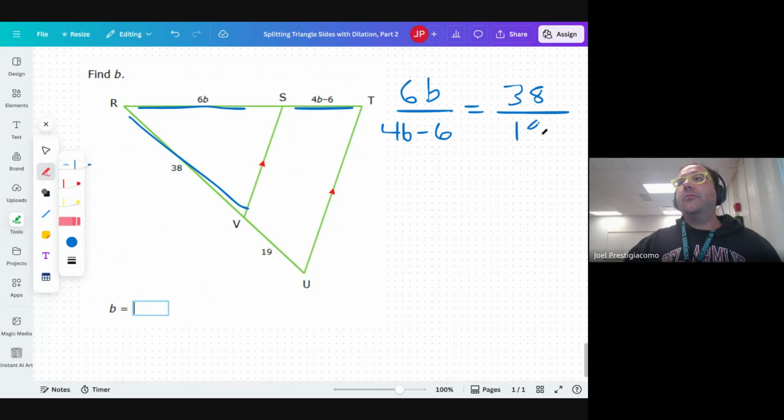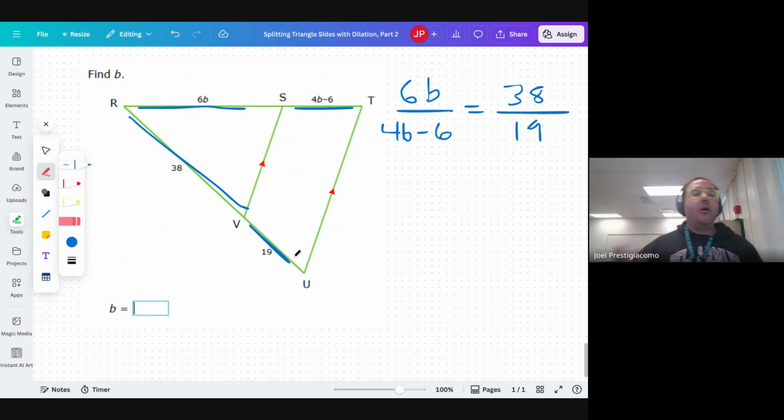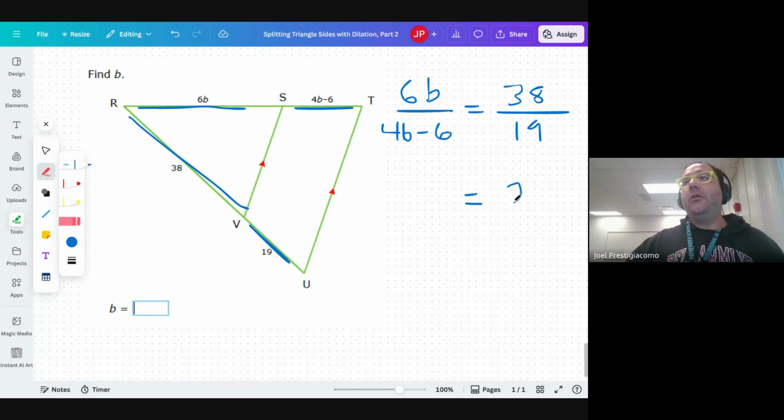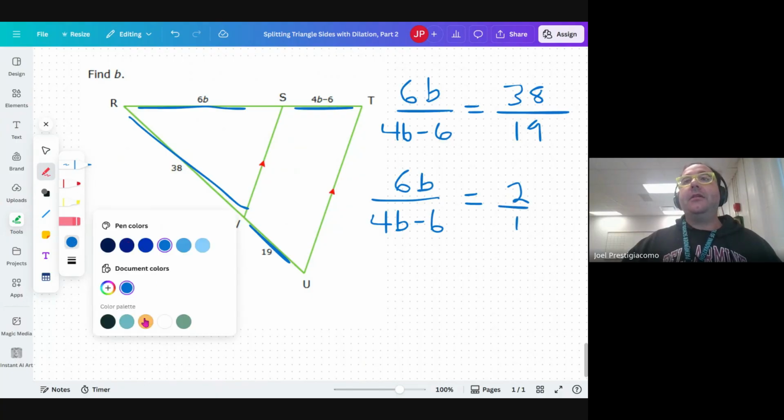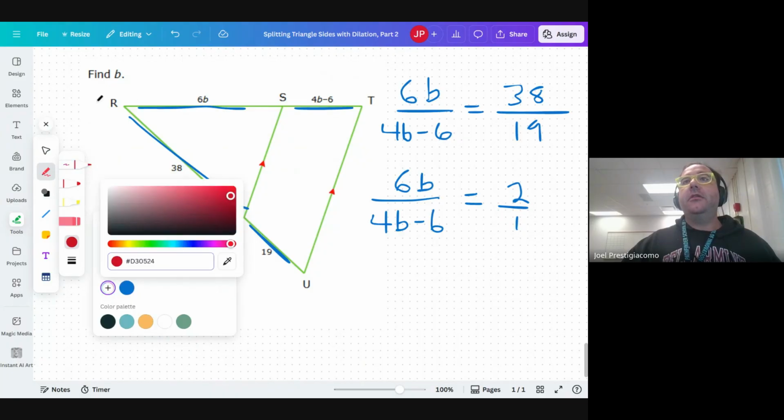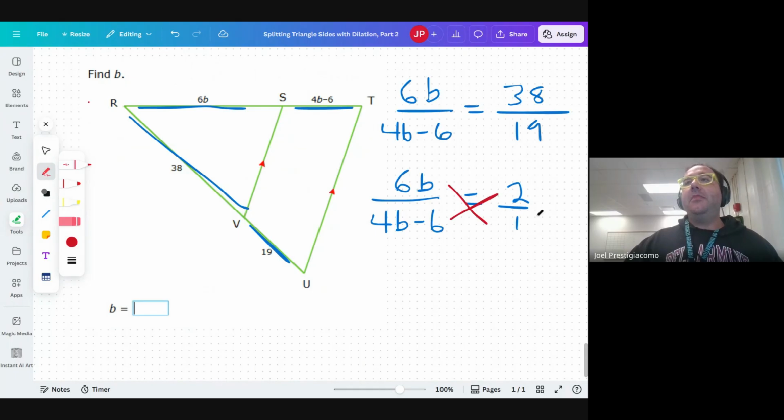over 19. So if I know that this is 38 over 19, I could go ahead and cross multiply, but these are going to be big numbers. 38 over 19 is the same thing as 2. This greatly simplifies how I approach this problem. So 6b over 4b minus 6 has to equal 2. I'm going to cross multiply at this point. Let me switch my color here. This means that 6b times 1, which is 6b, is going to equal 2.